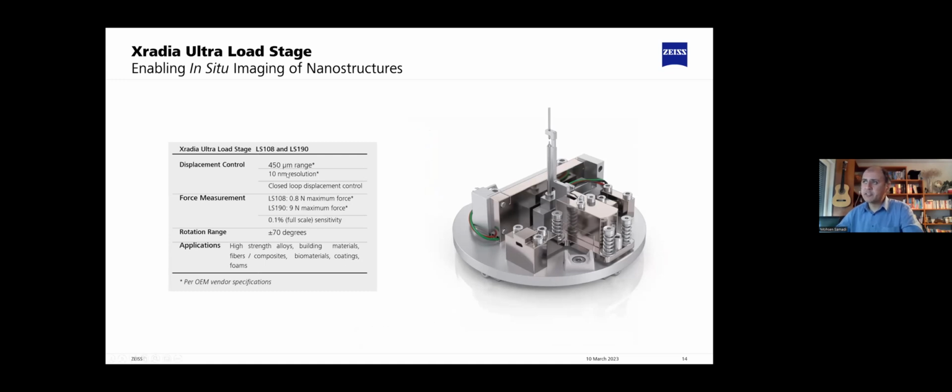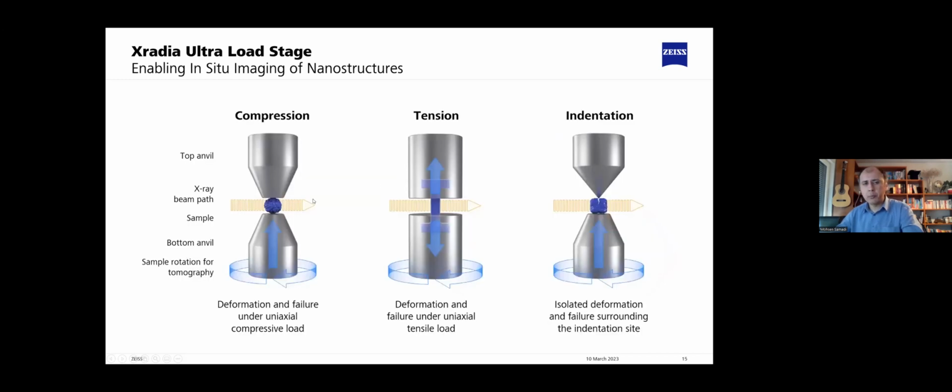That's the Ultra low stage designed for this microscope, which is capable of delivering two ranges of forces to the material, depending on whether it is hard or soft. You can go for a version that offers 9 Newton on that tiny sample, or a version having 0.8 Newton forces on that sample. What is possible here? Compression, tensile, and also indentation.